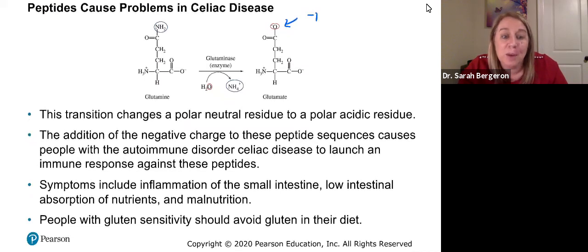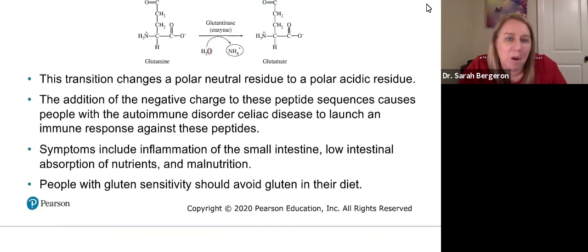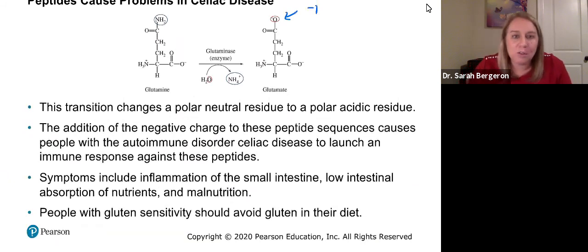And so you have inflammation of the small intestine. Because of that inflammation, the intestines don't absorb nutrients the way that they're supposed to, and the person can suffer from malnutrition. So it's very serious. If you have a gluten sensitivity, you really should avoid gluten in your diet. And you'll see lots of foods out there that say gluten-free and all that kind of stuff. All right, so let's go do a few quick problems.